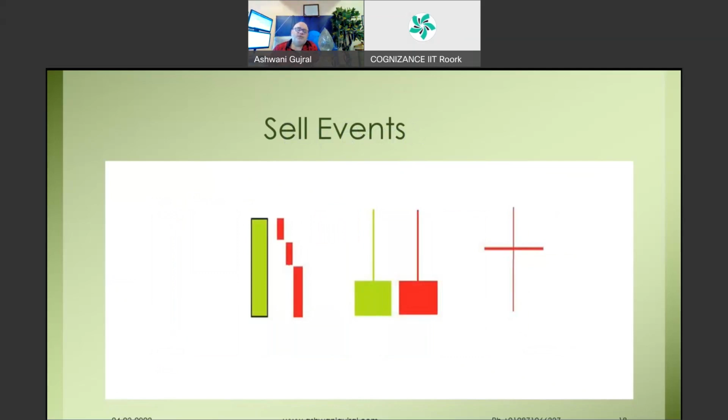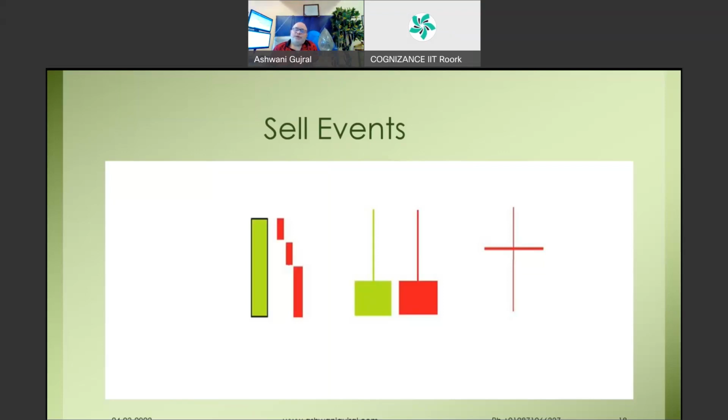Now this is the reverse of what we saw earlier. Big green bar cleaned out by multiple red bars. And then you have these two pin bars which close near the lowest point. The red bar here is stronger than the green bar. And finally, you have a doji bar, which is the seventh event.